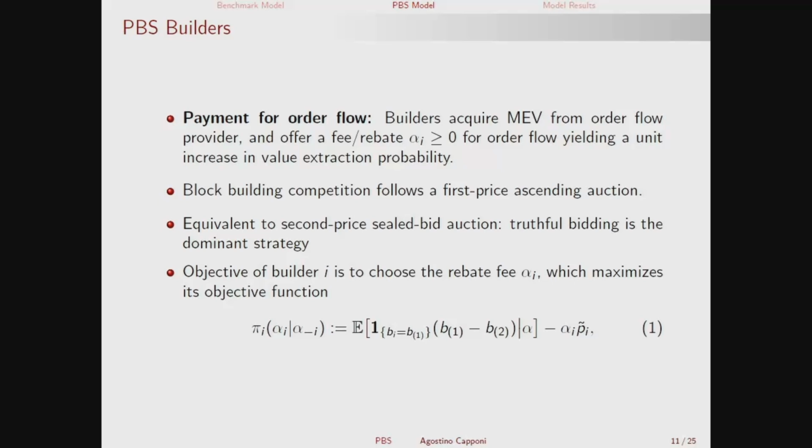This is a reward that they give to the order flow provider for getting access to this order flow. If we look at the objective function of builder i, they have to choose a rebate fee which maximizes its objective. And its objective is given by the expected value difference between the first bid and the second bid, right? Because this is an ascending first price auction, which is equivalent to a second price sealed bid auction, so truthful bidding is the dominant strategy. The payoff is the difference, because you pay the second highest bid and your block is valued at the first bid. And f_i(p_i) is the fee, the rebate that they have to give to the order flow provider.